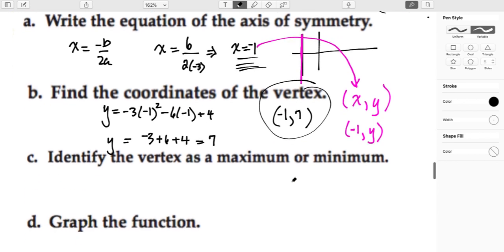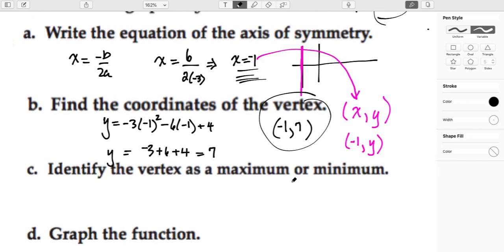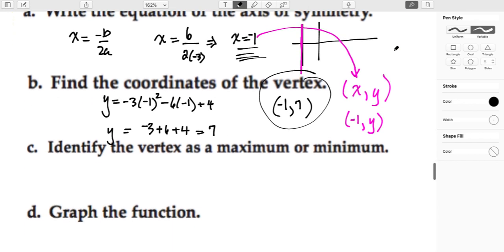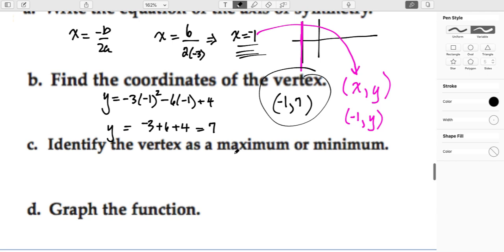Identify the vertex as a maximum or minimum. Well, clearly, since we know that this is an unhappy parabola, it does not have a minimum, but it does have a maximum. So the maximum is what we're dealing with here. And so y equals 7 is the max value of this function. So we identified the vertex as a max or minimum. We did it, and now we need to graph it.